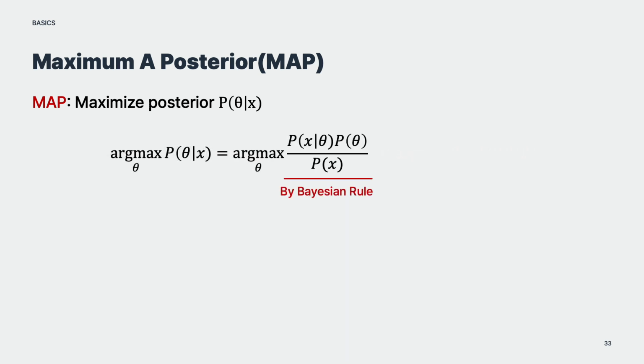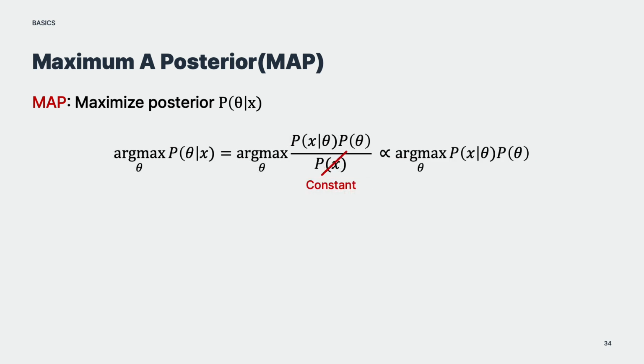We begin by expressing the posterior using Bayes' rule. Since p of x is constant with respect to theta, we can ignore it during optimization. This leads to the following MAP objective. So, MAP maximizes the product of likelihood and the prior.